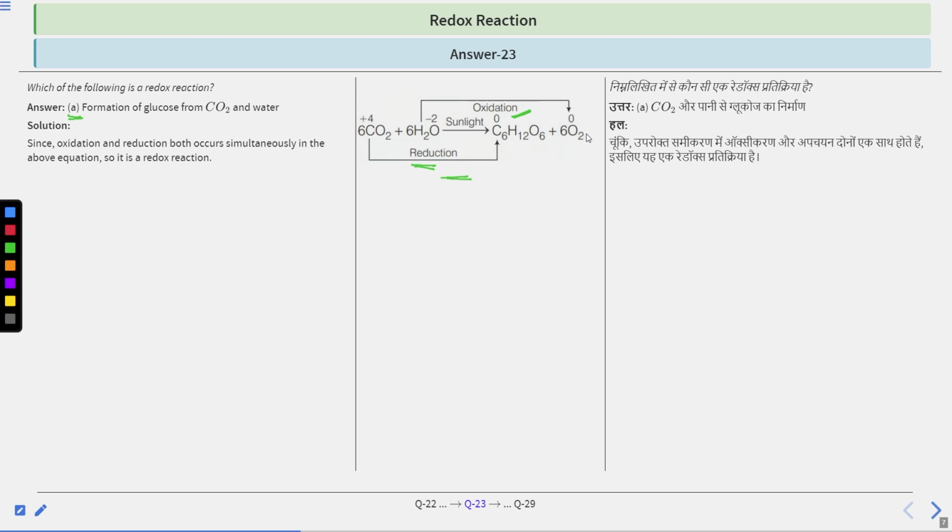So as in a single reaction, both oxidation and reduction are happening simultaneously, that's why this reaction is known as a redox reaction. So the formation of glucose from CO2 and water, since oxidation and reduction both occur simultaneously in the above equation, is a redox reaction. And thus our option A is the correct answer.